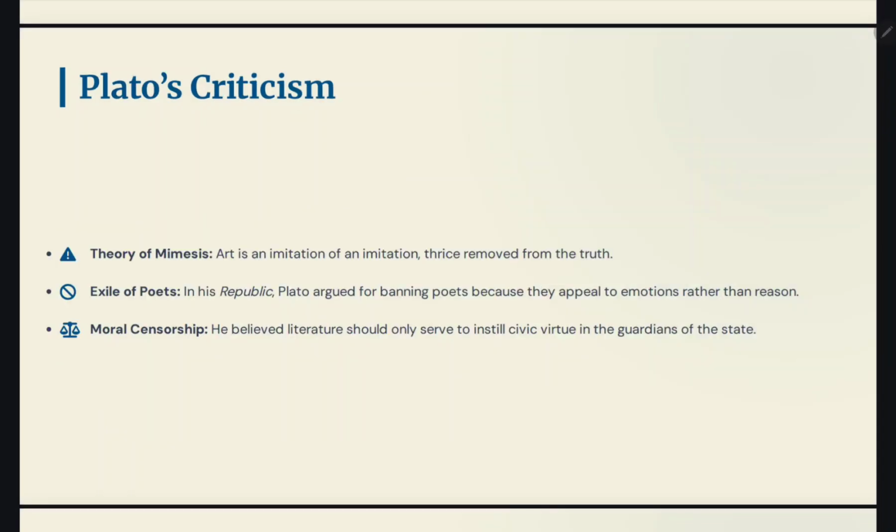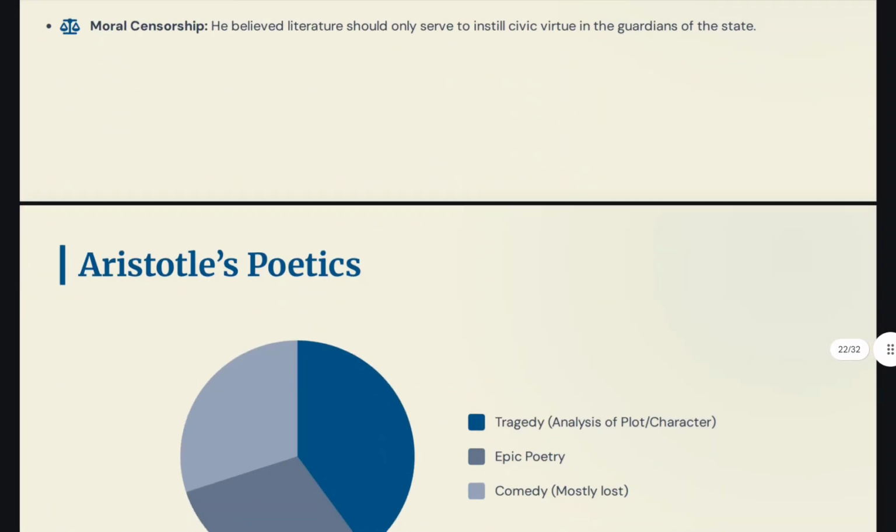Now let us go through once with Plato's criticism. Theory of Mimesis is all about art is an imitation of an imitation, which is thrice removed from the truth. Exile of poets. He exiled poets. In his Republic, Plato argued for banning poets because they appeal to emotions rather than reason. And moral censorship. He believed literature should only serve to instill civic virtue in the guardians of the state.